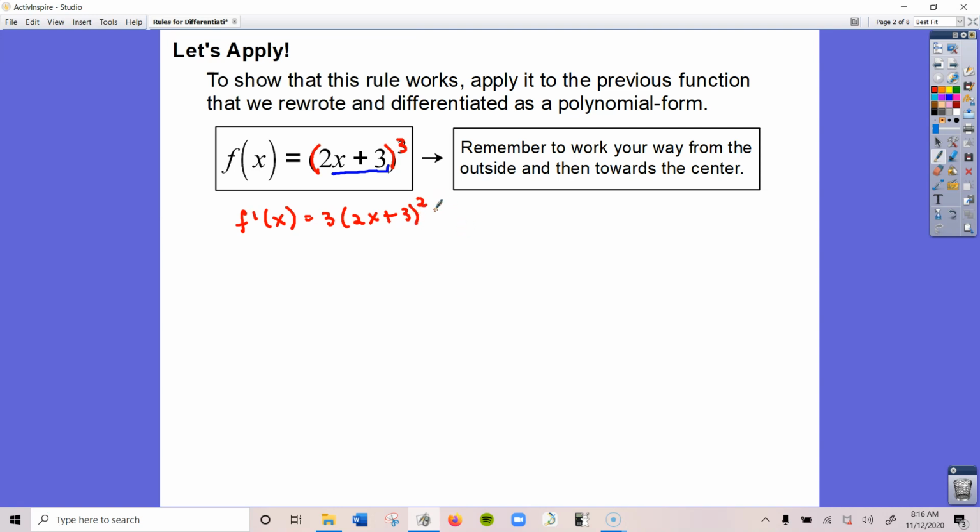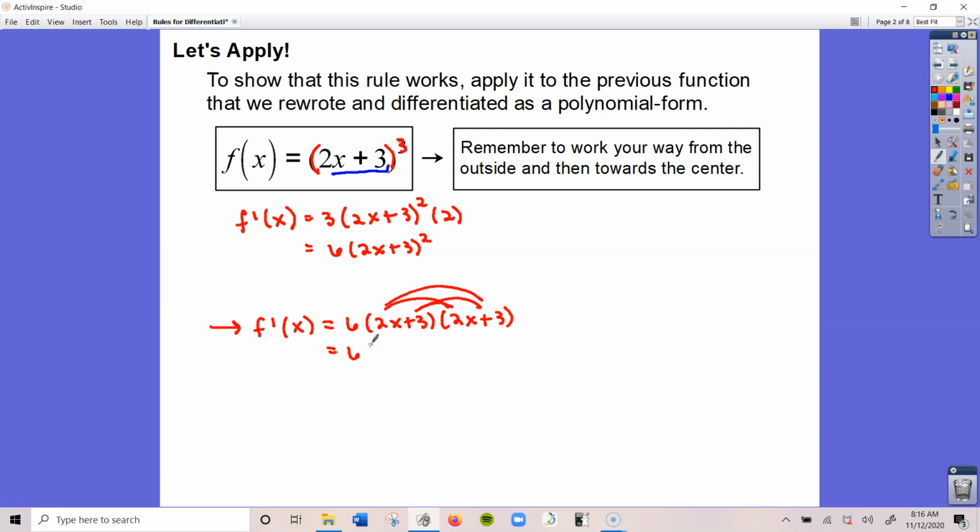And then I'm going to multiply with the derivative of the inside. The derivative of 2x plus 3 is 2. Now if I want to simplify this, this would be 6 times (2x + 3) squared. Now this would be my derivative. You don't have to keep going. You can leave your answer like that. But just to show you how this equals what we found earlier, we're going to go ahead and distribute it so that you can compare. So we have f prime of x equal to 6 times (2x + 3) squared, which means (2x + 3) times (2x + 3). So I'm going to go ahead and distribute the 2x plus 3's.